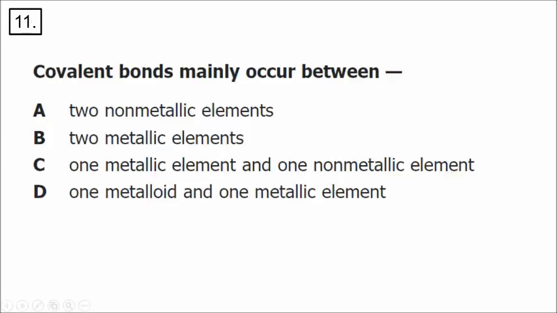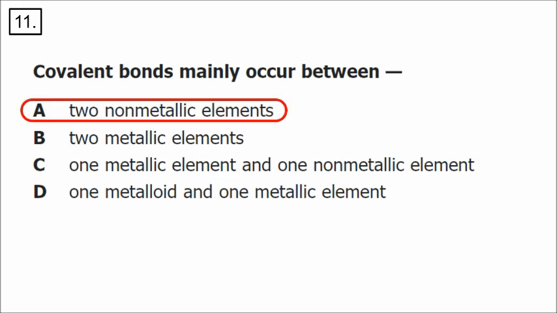In number 11, covalent bonds mainly occur between, well, if it were an ionic bond, that would be a metal and a nonmetal. But for a covalent bond, it's 2 nonmetals. Correct answer is A.